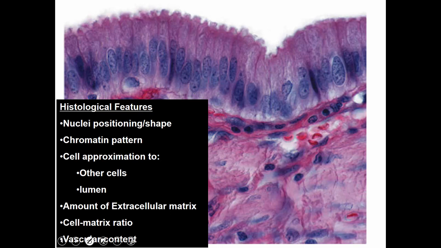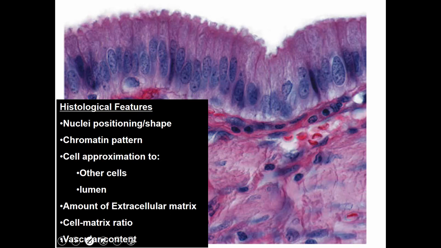Look at the chromatin pattern. Is it euchromatic, meaning that it is very active in translation processes and gene expression? Or is it heterochromatic, highly condensed chromatin? That can make a change of whether you're looking at a normal epithelial lining or maybe one that's dysplastic to cancerous, because the shape of the nuclei change. And that's how they do things like pap smears. You look at the chromatin change in the nuclei.